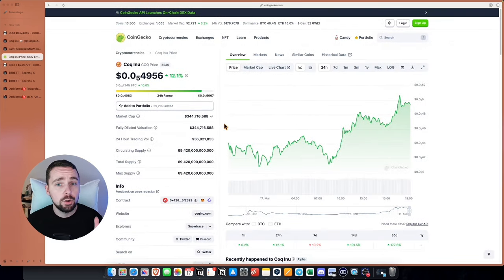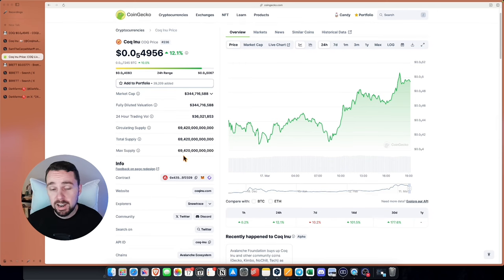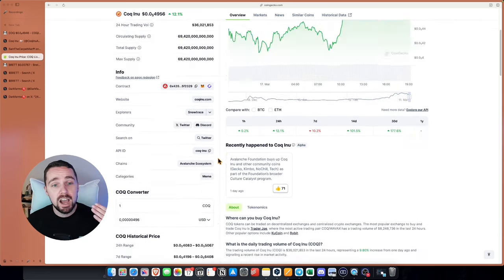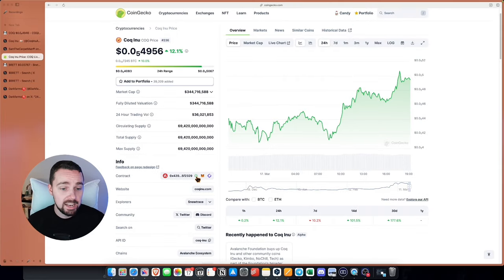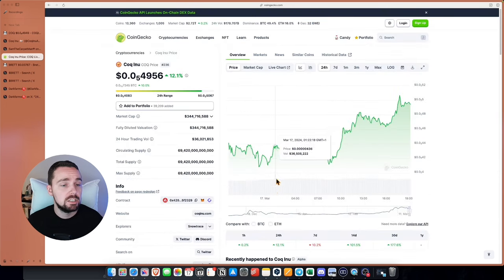As you can see on CoinGecko, we have a fully diluted valuation exactly the same as the market cap, so that's okay. We have a max supply of 69 trillion and 420 billion, so you see what kind of humor this is here. And of course, you can buy the token on any Avalanche DEX, like for example Trader Joe. And it's also available on a lot of centralized exchanges like KuCoin, Gate, Bybit. So a lot of possibilities to get it.